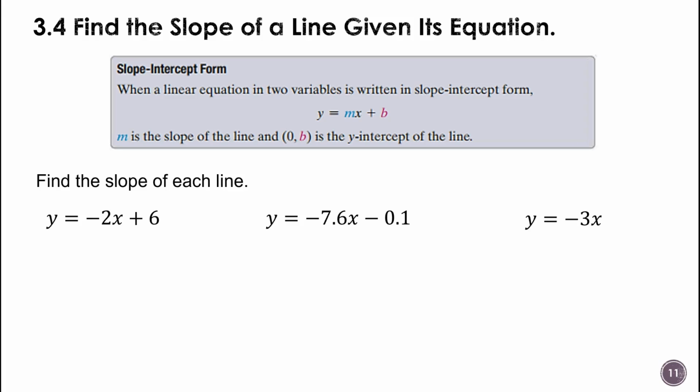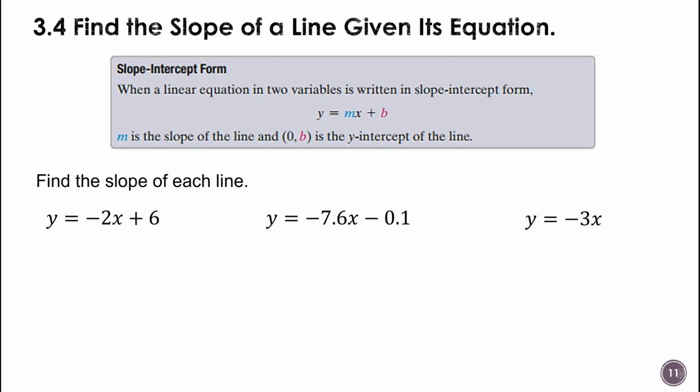All right, so we're on the third video for section 3.4, and we are finding the slope given the equation of a line. So when a linear equation is written in the form y equals mx plus b, so it's solved for y, and we always write the x term first and then the constant term, the slope is just the number in front of the x, or the coefficient of the x term. So we've talked about the word coefficient before because we were adding like terms, and we add coefficients when we add like terms. So if the equation is solved for y, we can find the slope very easily.